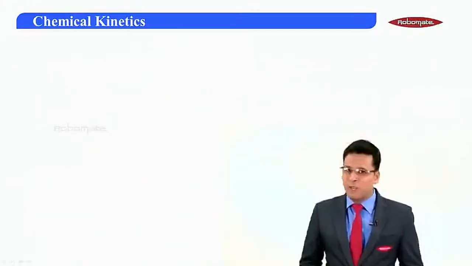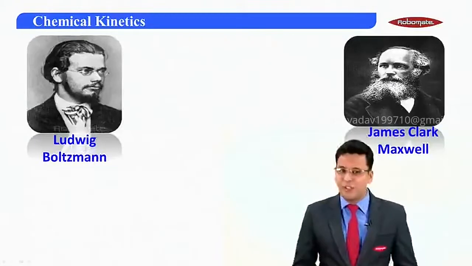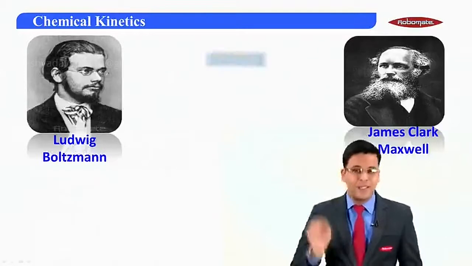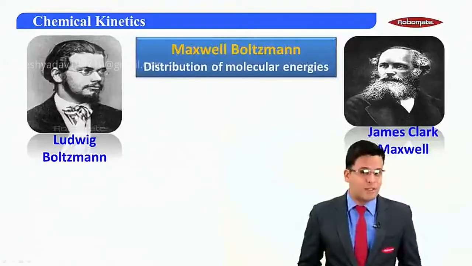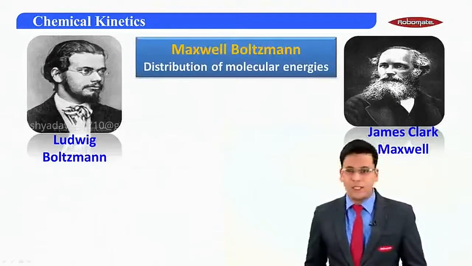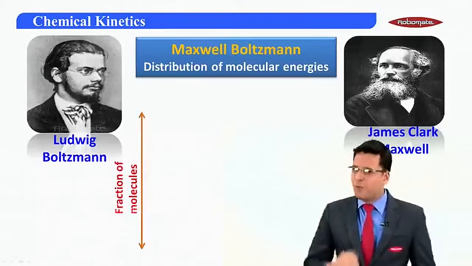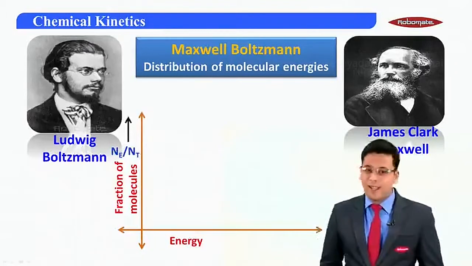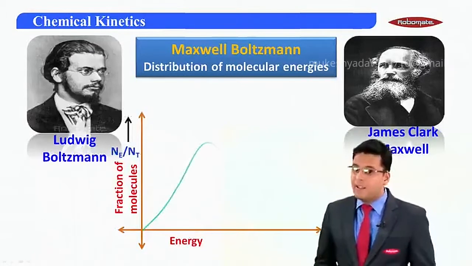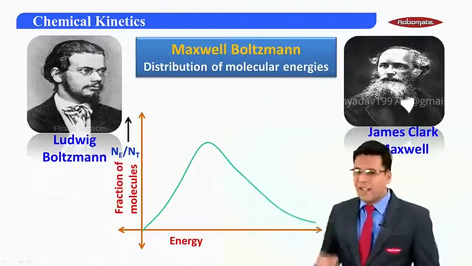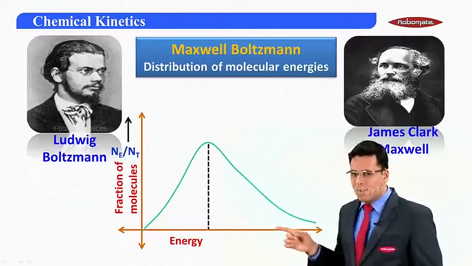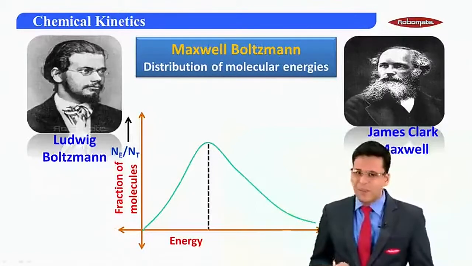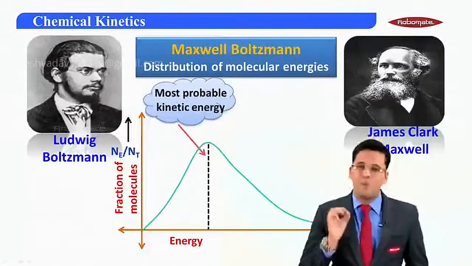Now this can also be understood with the help of the distribution given by Maxwell and Boltzmann. You can see their photos here. Now this Maxwell-Boltzmann distribution of molecular energies is nothing but fraction of molecules on the y-axis versus energy on the x-axis, and this is the distribution. Again, if you remember, where this black dotted line meets the x-axis, this point is nothing but most probable kinetic energy.